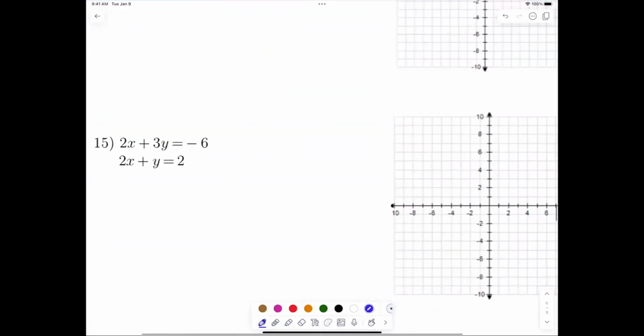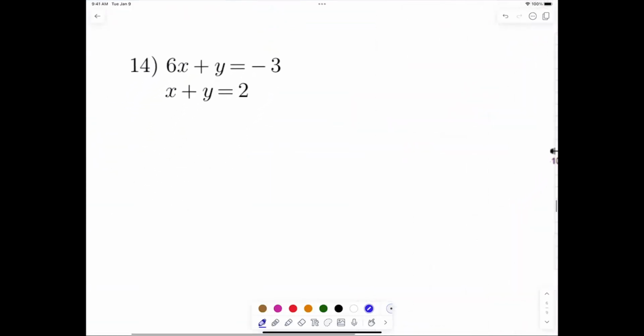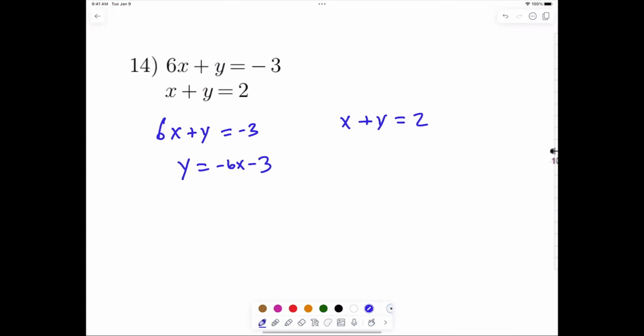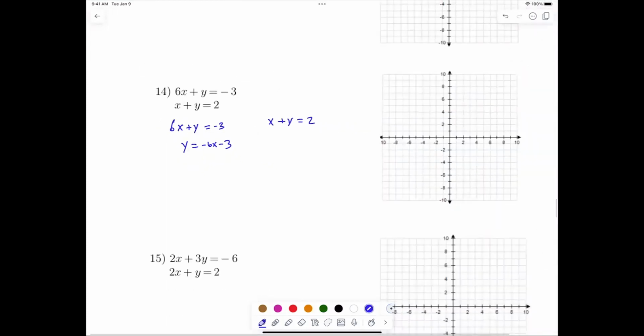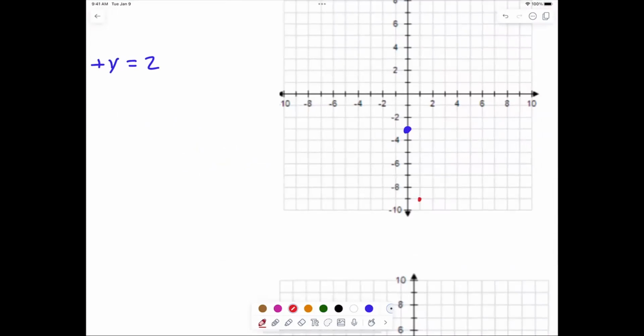So let me help you with another one. All right, let's give everybody a shot here. Number 14. All right, Maggie, you're up. 6x plus y equals negative 3. Okay, so you do minus 6x. Right, so we have y equals what? Y equals negative 6x minus 3. Perfect. So how do I graph that? Down 3, perfect.